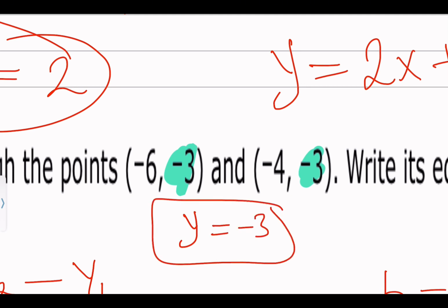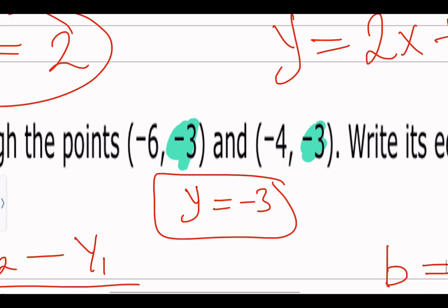Wowie zowie, that's so easy. Anytime the y value is the same, copy and paste: y equals negative 3. Now, I'm going to drive you crazy. But Mr. Coyote, in the first questions we had two negative 4s. It's not the x values, that's x and y.